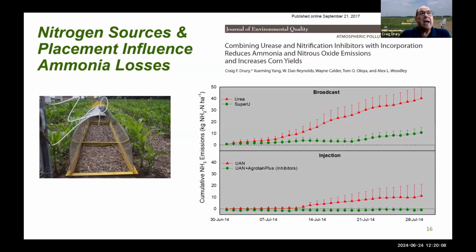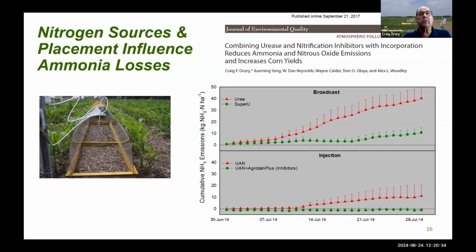So way back in 2013-14, we started building and deploying these wind tunnels to measure ammonium loss. We take a gas sample, sort of at the beginning of the wind tunnel, an air sample. We have another gas sample at the end of the tunnel, and we look at the differences in concentration of these gases, and we use that to estimate our losses.